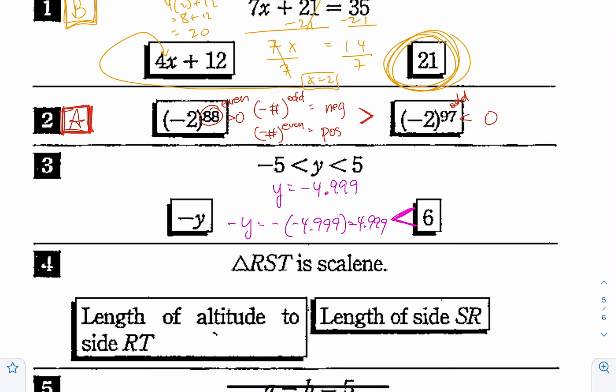Column B has a value of 6, and will always be larger than column A in this case, even though you don't know exactly what the actual value is. No matter what the value for y is, column B will always be greater.